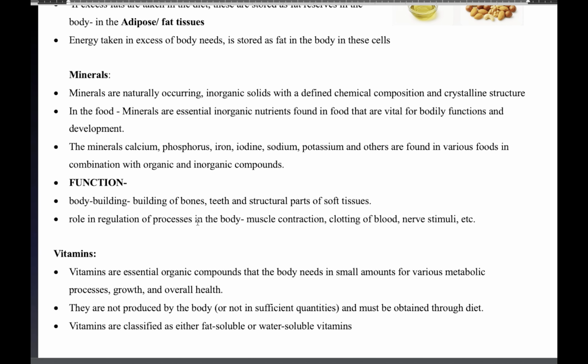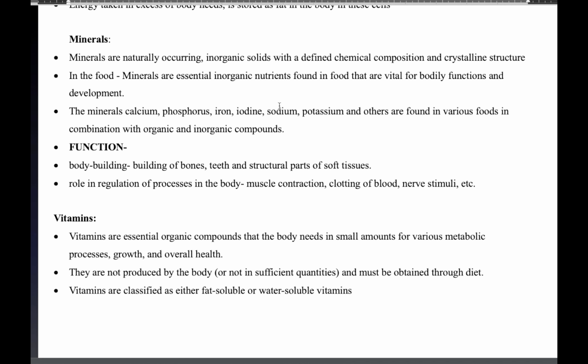And then there is in the food it is seen as inorganic nutrients that is vital for body functions and development. Okay, these include calcium, phosphorus, iron, iodine, sodium, potassium etc. Okay, iron ഒക്കെ നമ്മൾ ബ്ലഡിൻ്റെ യൂസിന് അത്യാവശ്യമായിട്ട് വേണ്ടത്. കാൽഷ്യം ആൻഡ് ഫോസ്ഫറസ് has a major function in the bones and its formation of bones, and sodium, potassium are the major electrolytes in the body.